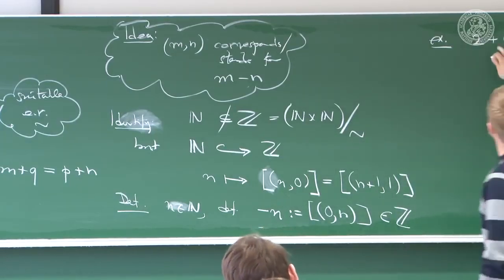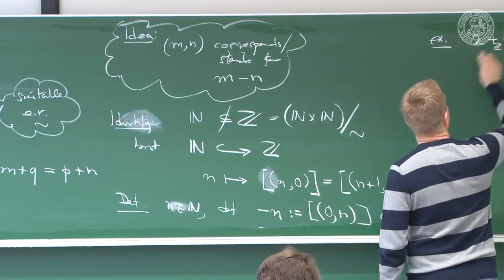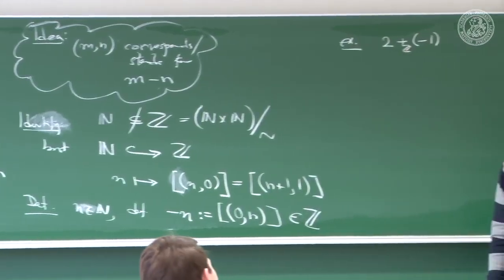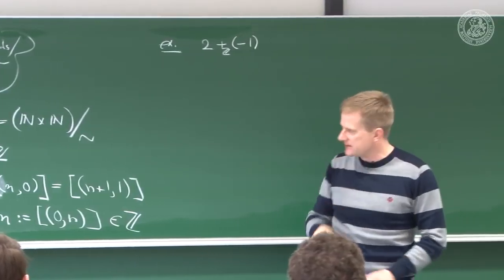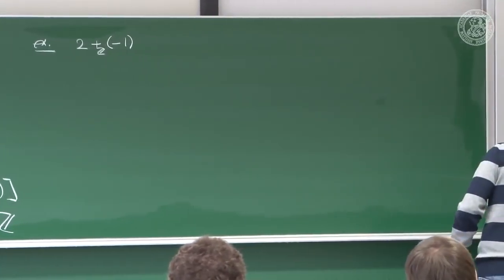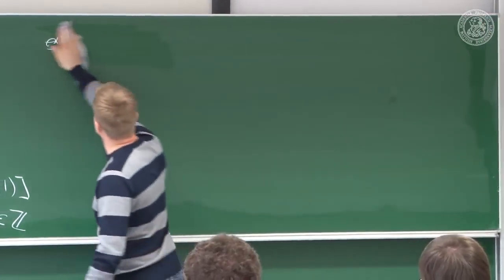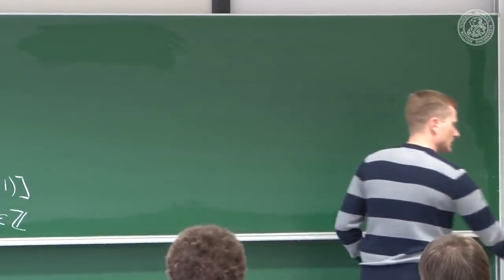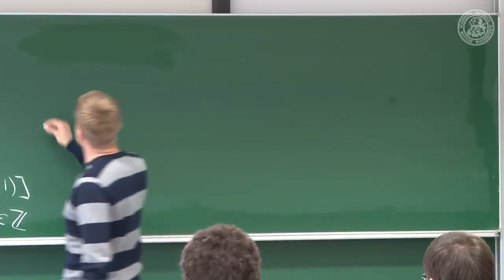What is this plus? This must be the plus on Z, right? Have we defined the plus on Z yet? No. We don't know what plus is. We, of course, want to inherit the plus.